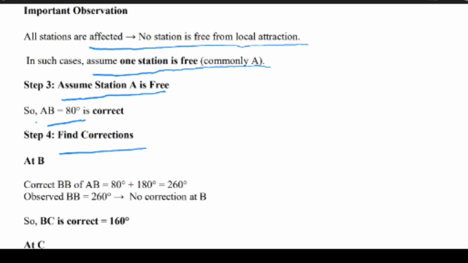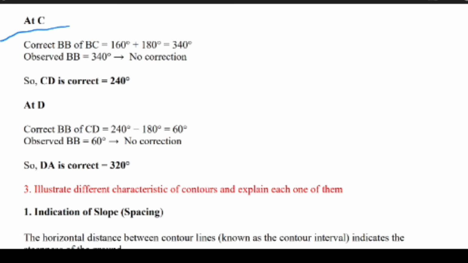So coming to the correction: the back bearing of AB is equal to 80 plus 180, you will get 260. This is the observed back bearing, 260. Whatever observed back bearing you got, 260, there is no correction. So the correct fore bearing, back bearing of BC is equal to 160 degrees. Next, coming to station C, the back bearing of BC is 160 plus 180, that is 340. There is no correction. The corrected CD will be 240, the actual corrected reading.